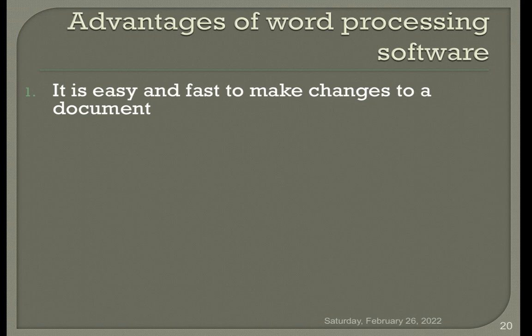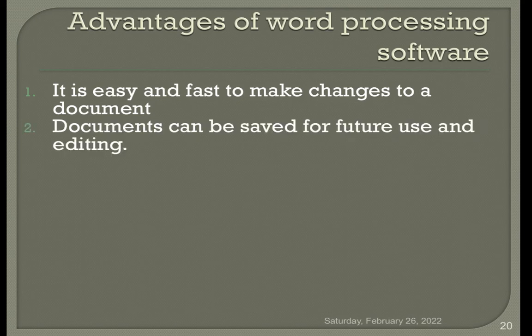Number one, it is easy and fast to make changes to a document. When it comes to the typewriter, once you type the document, you cannot make changes. Instead, you just keep moving, or you do away with that document, or you cancel what you didn't want, so you find it is not tidy work. With this one, wherever you find there is a mistake, you can easily make those changes. Documents can be saved for future use, which is not possible with the typewriter. You type once and that's all. With this one, you can type your document, save it, and keep using it over and over again.